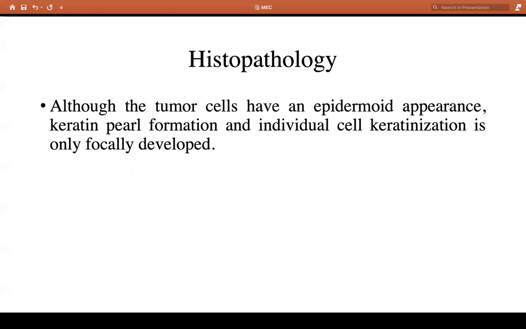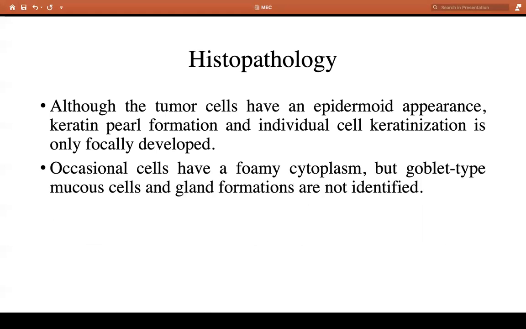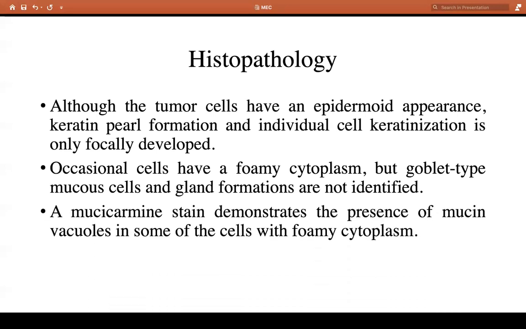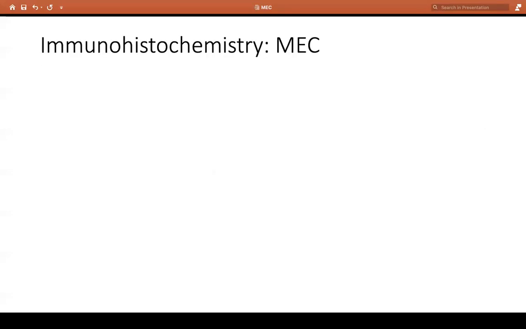Although the tumor cells have an epidermoid, meaning squamous, appearance, prominent keratin pearls, which are more present in squamous cell carcinoma, are not seen, and intercellular bridges are not seen. Occasionally the cells are foamy, with goblet-type cells. You can do mucicarmine stains to differentiate from squamous cell carcinoma, basal cell adenocarcinoma, and other high-grade tumors. This stain will reveal mucin vacuoles in some of the cells with foamy cytoplasm. This is very important for undergraduate and postgraduate students. What are the different positive markers?